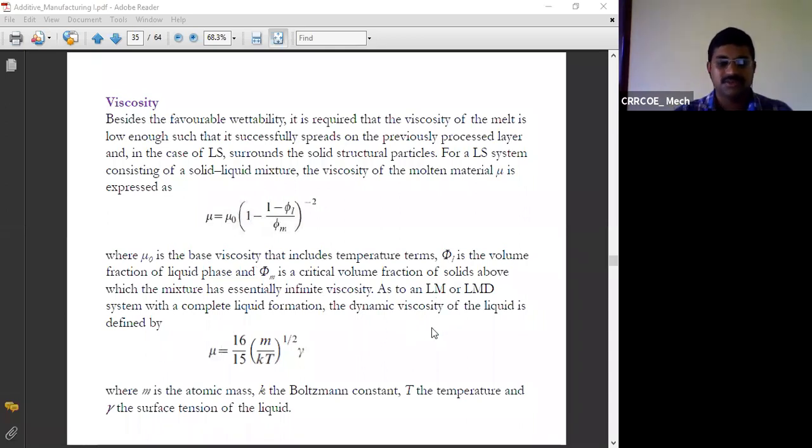What is the difference between dynamic viscosity and kinematic viscosity? Any one of you? Basic fundamentals of fluid mechanics. Dynamic viscosity and kinematic viscosity. Any one of you? As final year students, you must be familiar with the properties of fluids and metals also. Any one of you? Dynamic viscosity and kinematic viscosity.